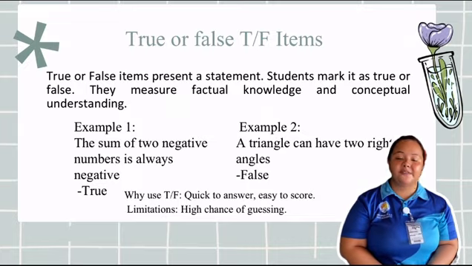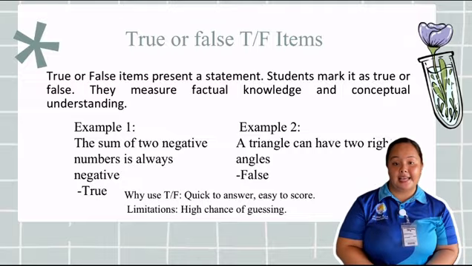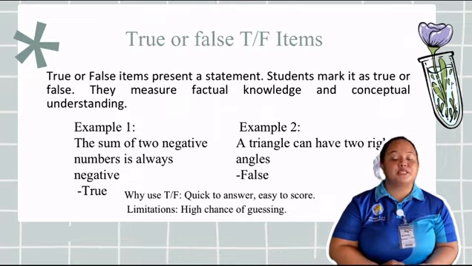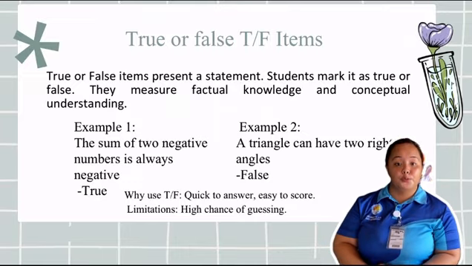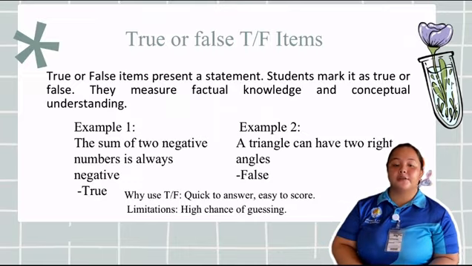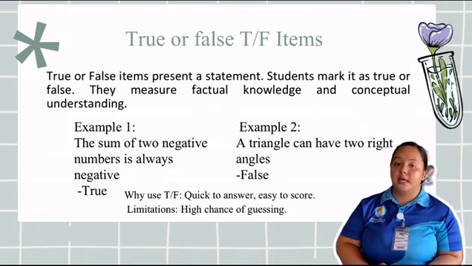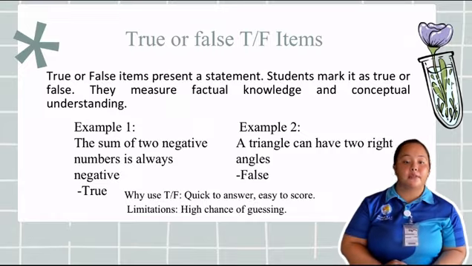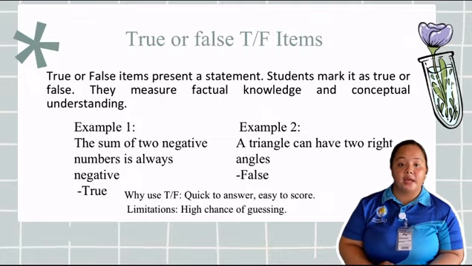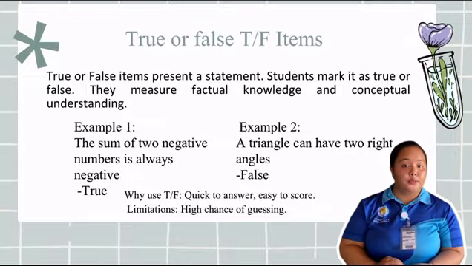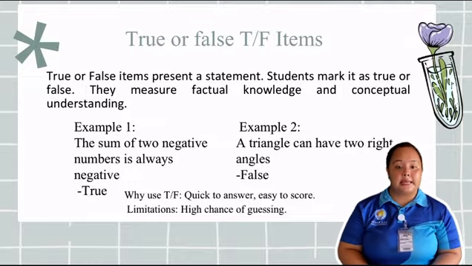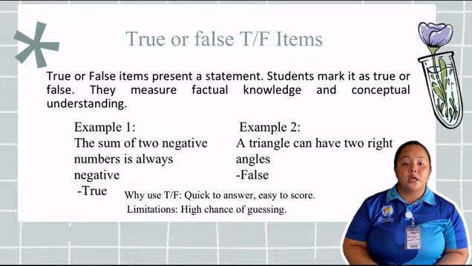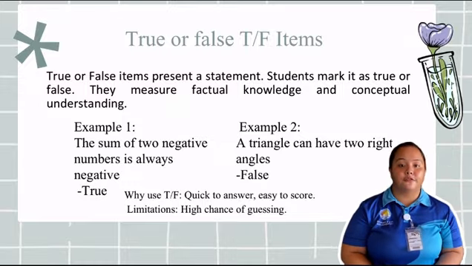The second type of test is true or false test. True or false items present a statement. Students mark it as true or false. They measure factual knowledge and conceptual understanding. So for example, the sum of two negative numbers is always negative. So the answer is true. Let's have another example. A triangle can have two right angles. So the answer is false.